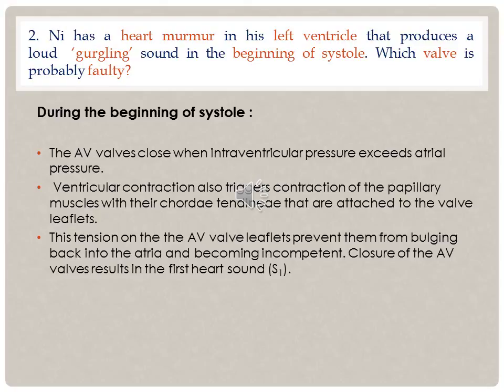Okay, for the second case, it states that the patient has a heart murmur in his left ventricle, which produces a loud gurgling sound at the beginning of systole. And the question needs us to answer which valve is actually faulty. Okay, first I would like to explain about systole.